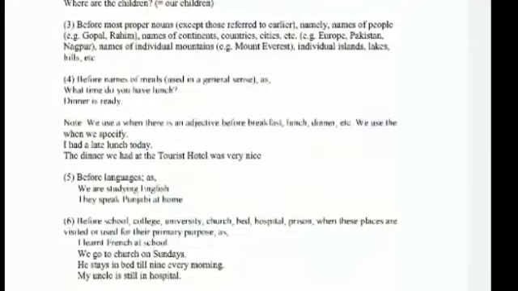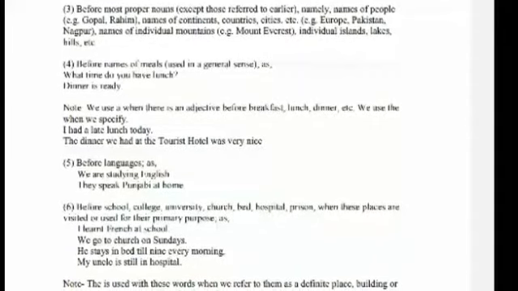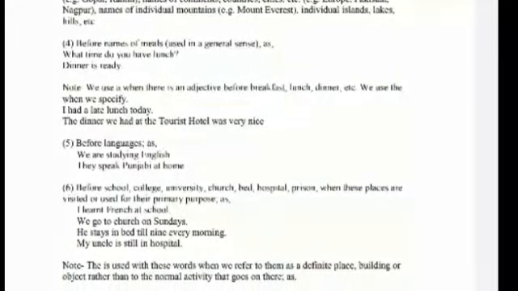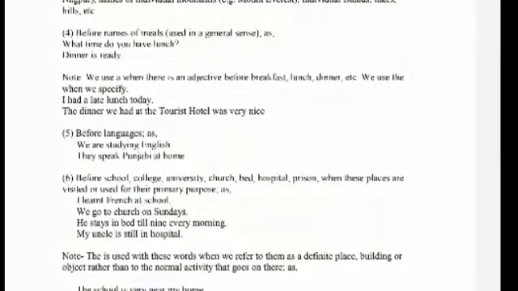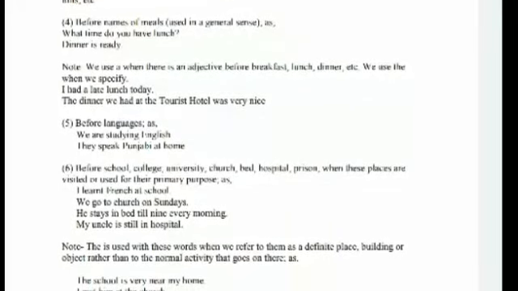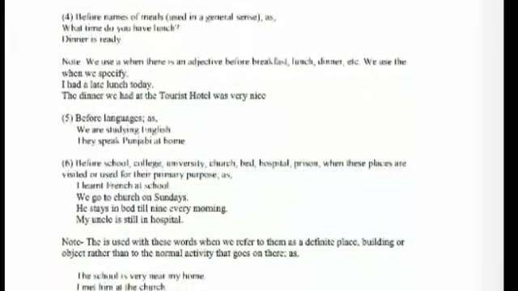Article omitted before most proper nouns except those referred to earlier, namely names of people, that is Gopal, Rahim, names of continents, countries, cities, etc. Europe, Pakistan, Nagpur, names of individual mountains, example Mount Everest, individual islands, lakes, hills, etc. Before names of meals used in a general sense. What time do you have lunch?